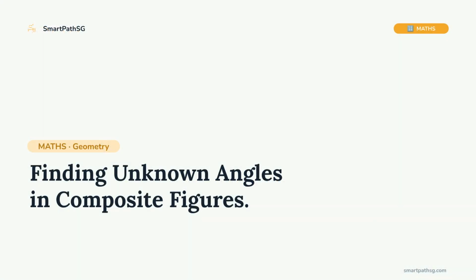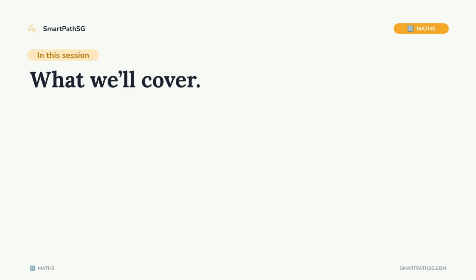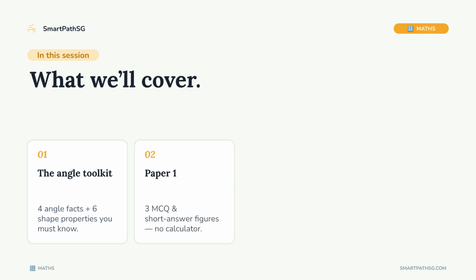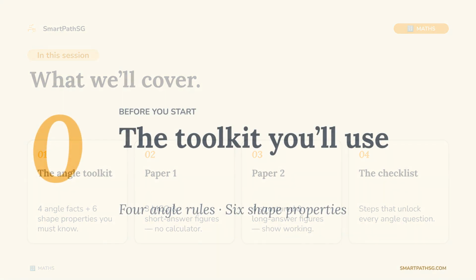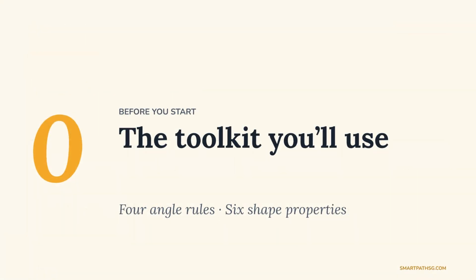Welcome to finding unknown angles in composite figures. Today we will work through 7 PSLE-style questions that span both Paper 1 and Paper 2. Here's the plan. First, the toolkit: 4 angle facts, and 6 shape properties you must know. Then 3 Paper 1 style questions, followed by 4 Paper 2 style questions, and lastly a checklist that helps you solve every angle problem. Let's first load up the toolkit you will use.